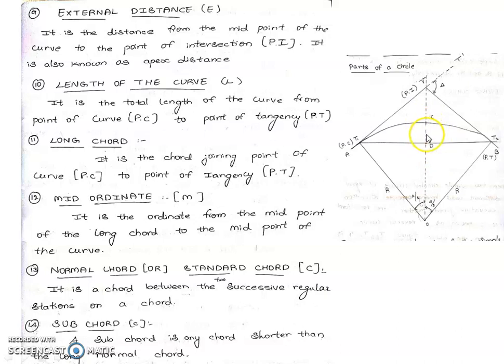Next, normal chord or standard chord. The normal or standard chord is the chord between two successive regular stations. That is normal chord. Subchord, a subchord is shorter than the normal chord.